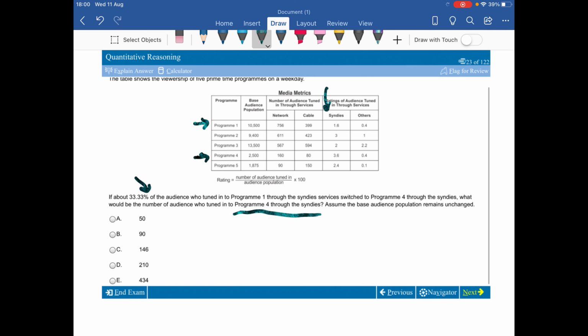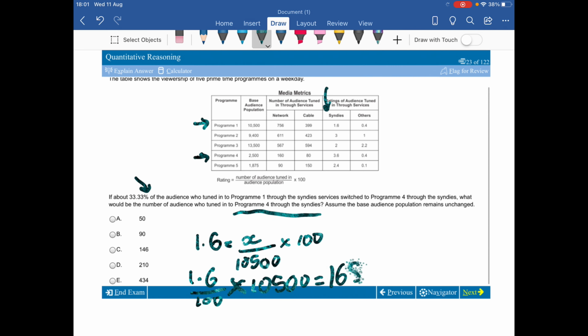33.33%. We need to work that out for the people who've tuned into program 1 through Cindy's usually. So we do 1.6 for that, right? And then the second thing we need is to work out the number of audience who tuned into program 4 through Cindy's right now, and then you can work out the difference. So if you work out the first one, that would be 1.6 equals x divided by that times by 100, and that would be the same thing, 1.6 divided by 100 times by 10500. You'd get 168 for that.